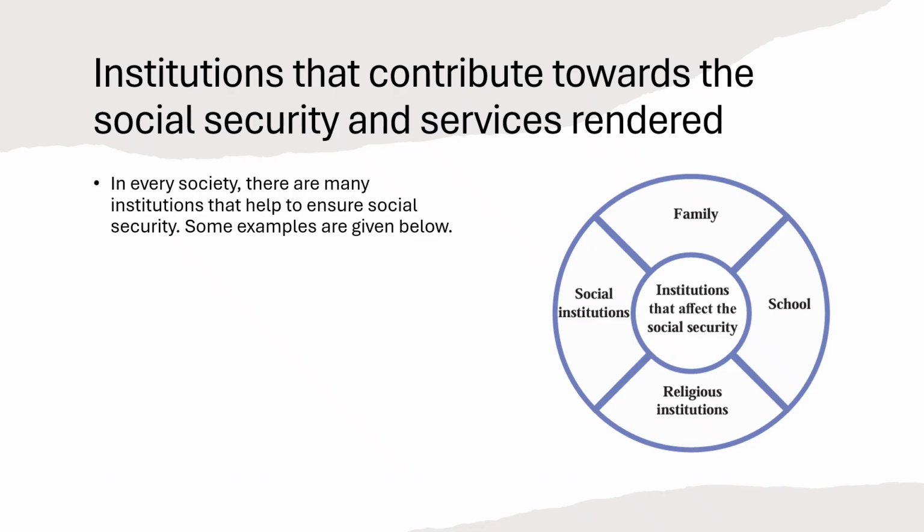Anyway, now we're moving on to institutions that contribute towards social security and services rendered. In every society, there are main institutions that help to ensure social security. Some examples are given below. As you can see here, we have some institutions in this ball, and then spread out here, we have some more institutions. First, we have our dear old familia, also known as family. And we got our school, our big old pile of bricks. Next, we got religious institutions and social institutions.